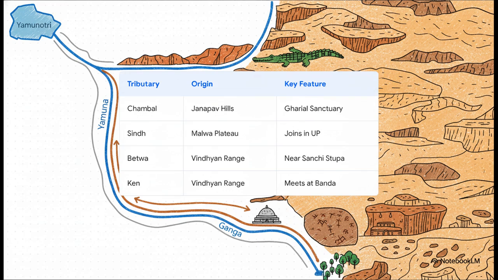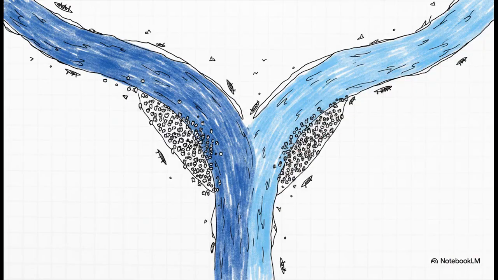The Chambal carves out these dramatic badlands and shelters the endangered gharial crocodile, while the Betwa flows near incredible ancient sites like the Sanchi Stupa. The Yamuna consolidates all these distinct central Indian waters long before it ever even reaches the Ganga. And then they finally meet at the Triveni Sangam in Prayagraj. This is just a breathtaking geographical and cultural event where the mighty Yamuna seamlessly merges into the Ganga.